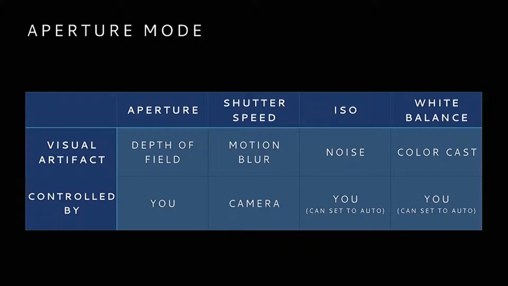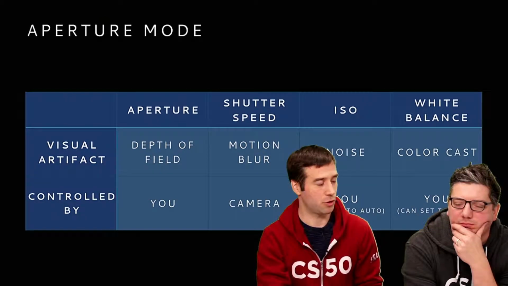So the camera is going to decide the rest of the exposure settings for you, which is the shutter speed and the ISO, and the white balance is also something you can set. You can also override these settings as indicated by this chart. So Ian, when might you want to do this? When would you want to control aperture mode?